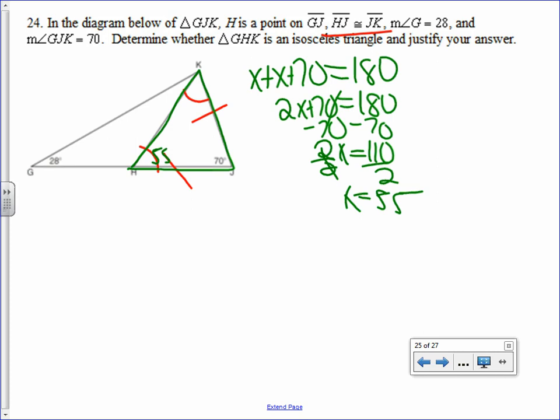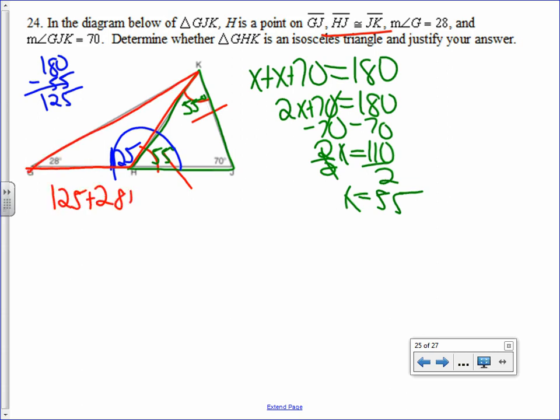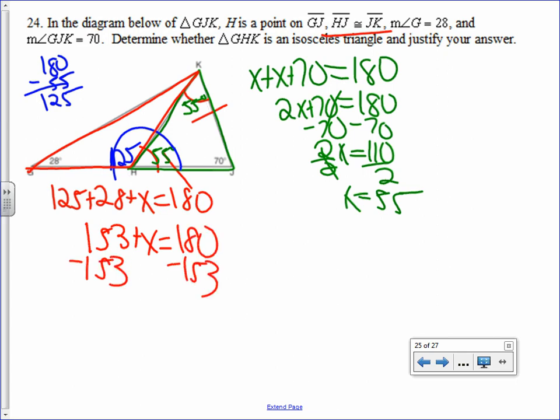X equals 55. Again, we also need to look for linear pairs. I see a linear pair. So 180 minus 55 is 125. Now I see another triangle. Angles of triangles. I have 2 angles of the triangle, so I can find the third one by adding them to equal 180. X equals 27. Alright, I feel like I filled in everything.